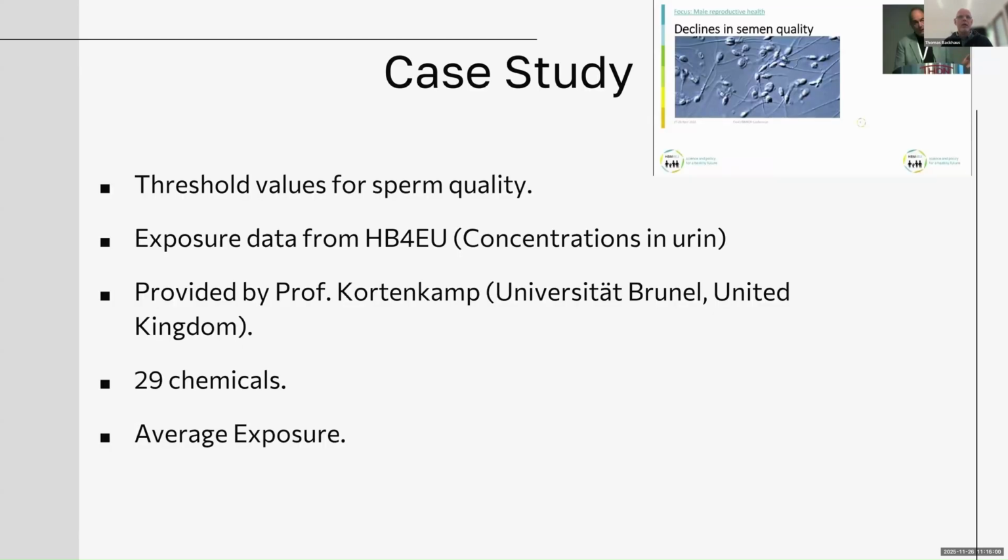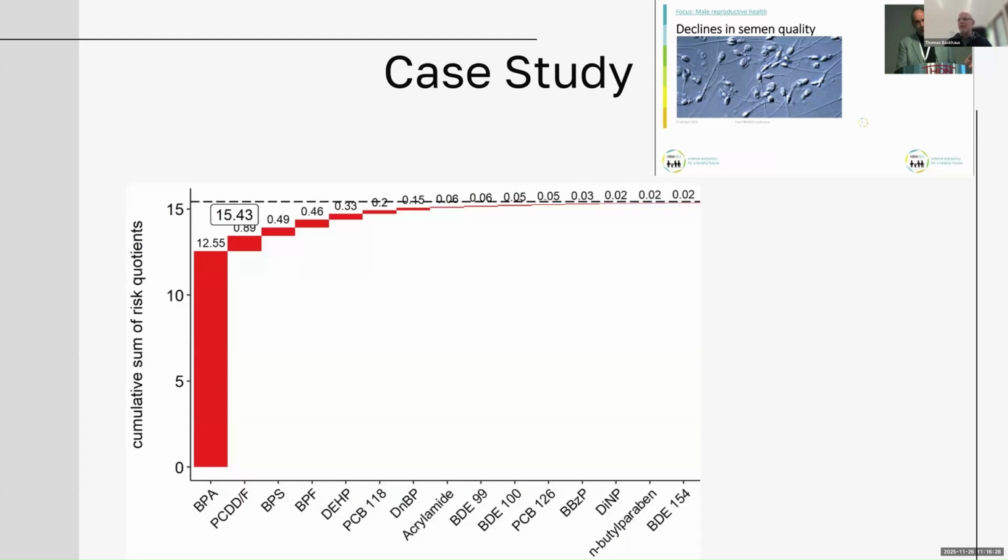Here's just an example from the human health area. That's real data that are based on male sperm quality in humans. The exposure data are from HBM. Sorry, I'm missing HBM4EU, where we have been looking at concentrations in urine. The data are provided by Professor Andreas Kortenkamp from Brunel University, 29 chemicals, and we're looking just at the average exposure across the European population. And if you just start looking at the individual compounds, then this is the picture that you're getting.